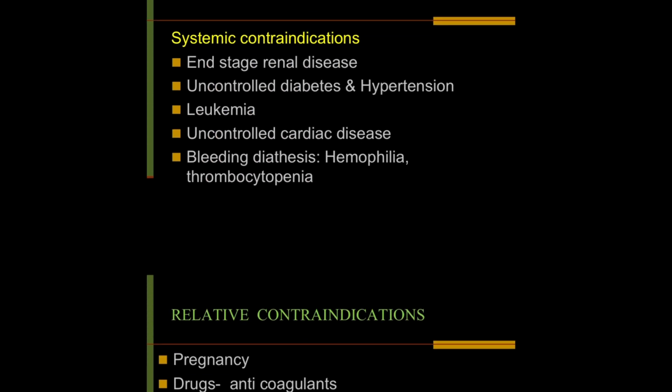Then comes contraindications. What are the systemic contraindications in case of extraction? If the patient has end-stage renal disease, or uncontrolled diabetes and hypertension. See, if the diabetes and hypertension are controlled, then we can definitely perform the extraction, taking proper precautions in mind, like checking the blood pressure.